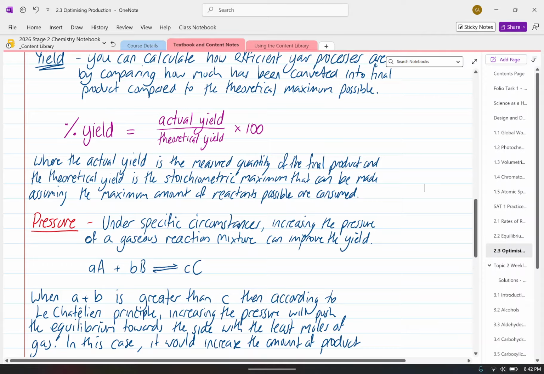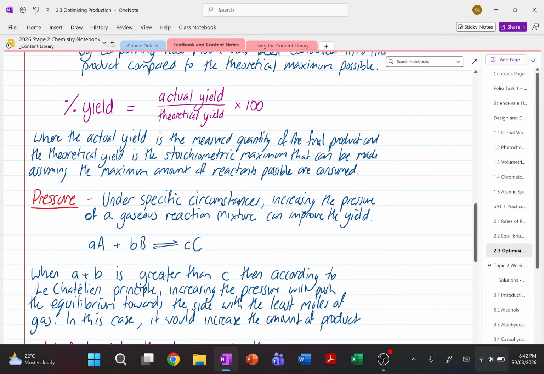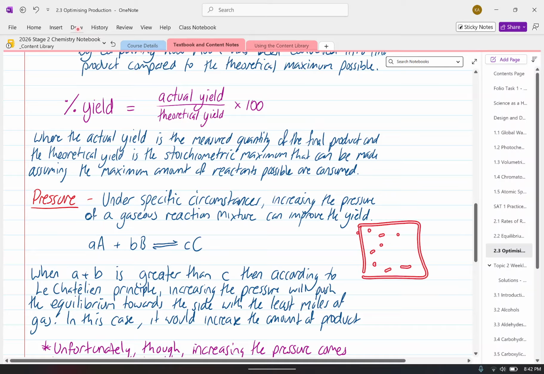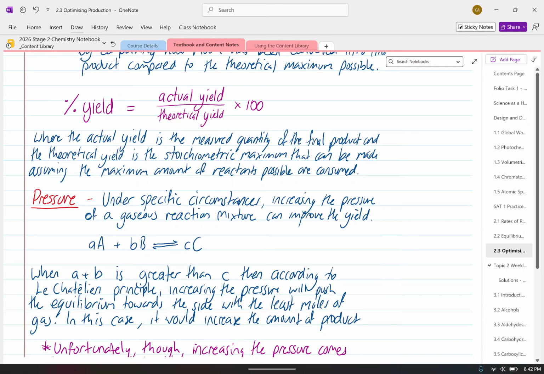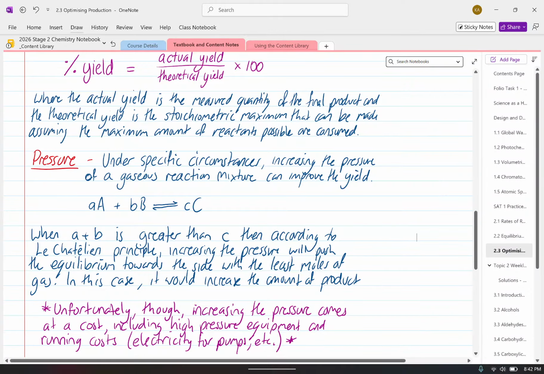Now, yield is one aspect that you're trying to maximize. One factor you can change in a reaction that will have an effect on the economics, like how much money you can make, will be pressure. If you have a reaction container full of gaseous reaction particles, you can mess with the pressure of this. You can add more of your gases, or you can squeeze the container down to increase the pressure. Depending on the particular reaction you're looking at, this will have certain effects.